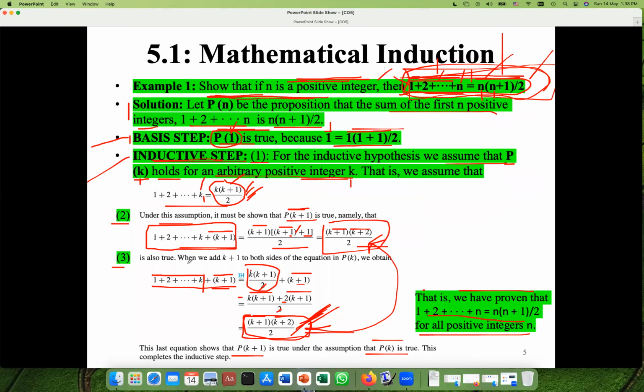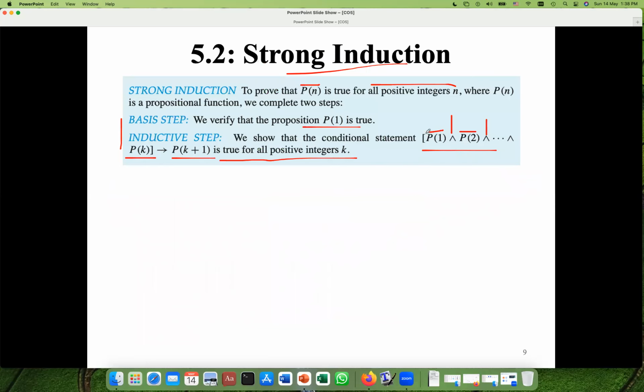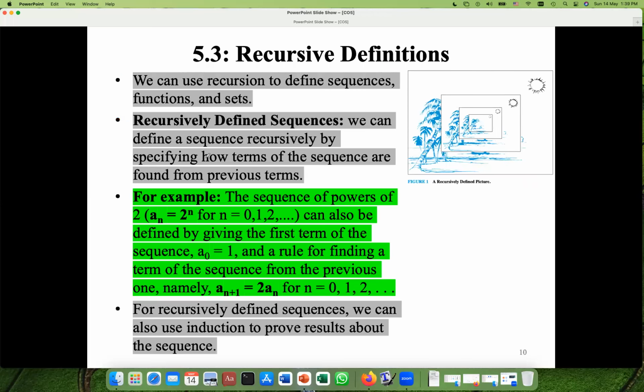But here, in strong induction, you are going in a series: P of 1, P of 2, P of 3, up to P of k. And if all these things are true, if that sequence is true, then you prove that P of k plus 1 is true. That is strong induction. You are not taking anything random.